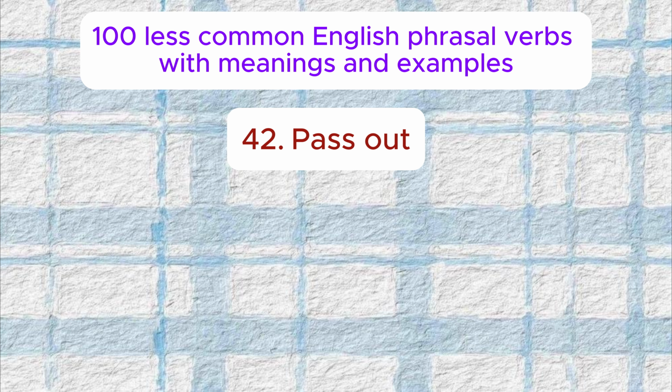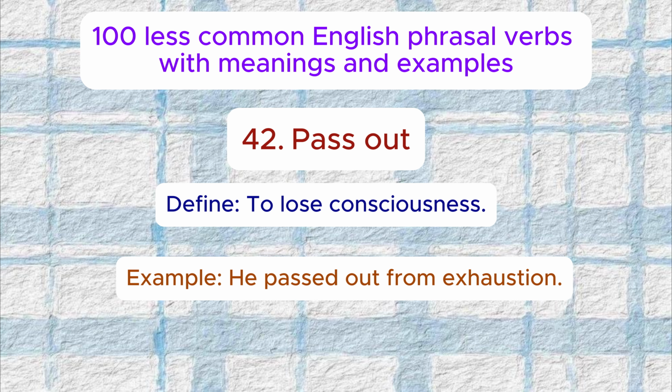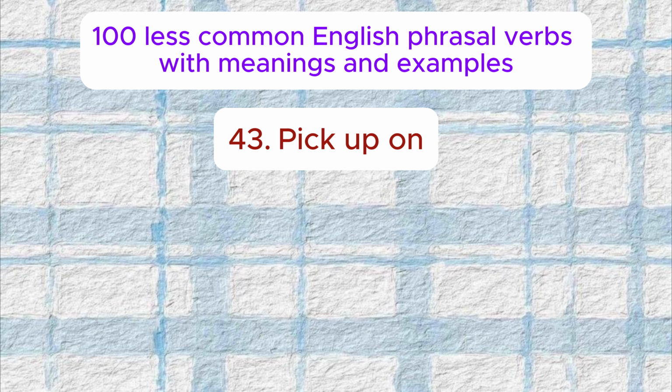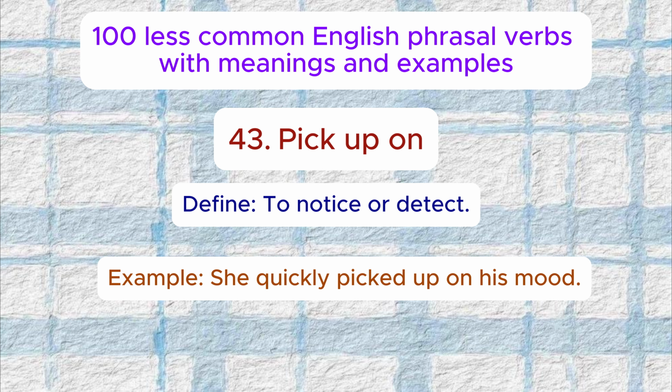42. Pass out. Define, to lose consciousness. Example, he passed out from exhaustion. 43. Pick up on. Define, to notice or detect. Example, she quickly picked up on his mood.